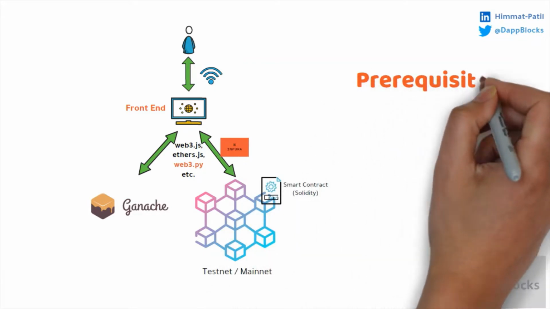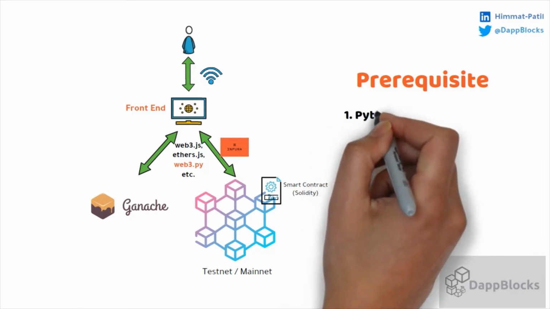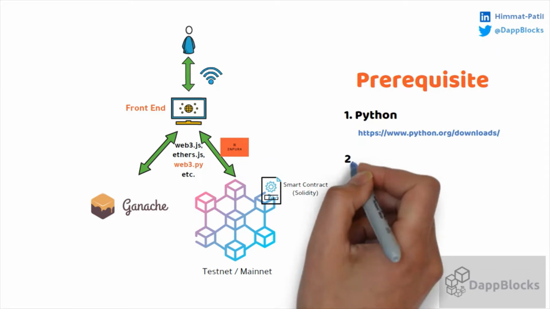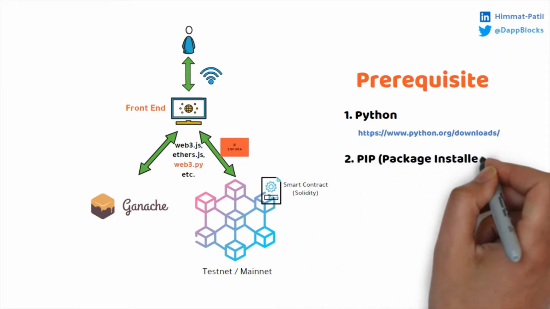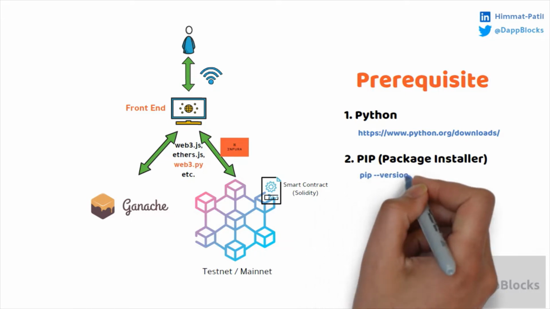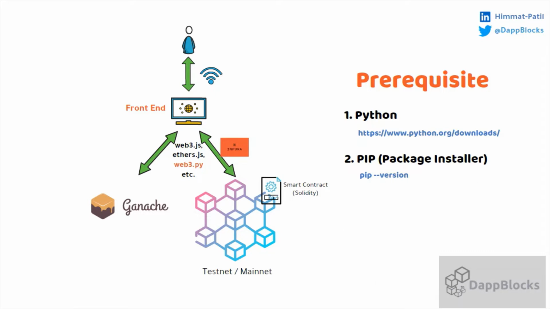Prerequisites. First, Python. Install the latest version of Python. You can download it from python.org. Second, the package installer pip. pip is the utility to manage package installation from the command line. Python 3 will install pip by default. If not, you need to install it. You can check whether pip is installed by using the pip --version command.